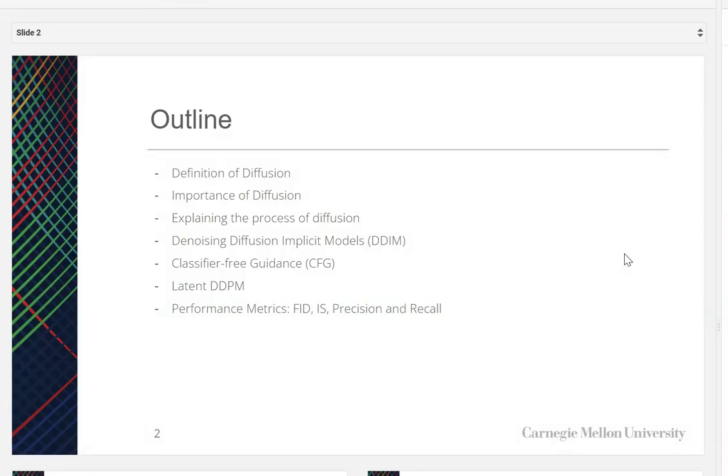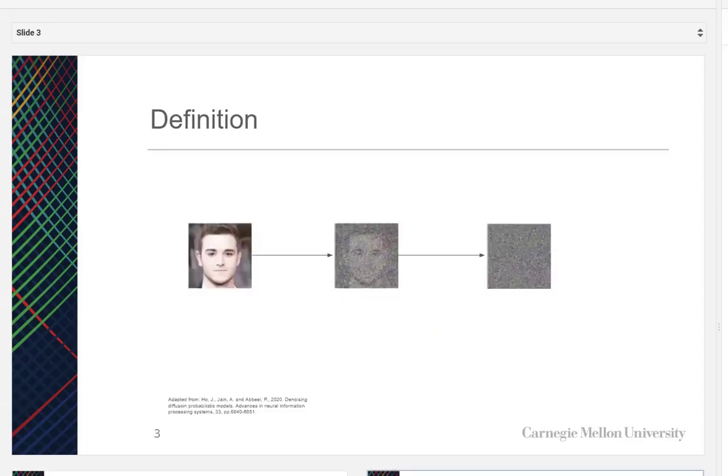IS, precision, and recall. So imagine that you had a pure image and you started adding noise gradually until you ended up with a random noisy image. What if you could do this process in reverse, starting from an image with random noise and removing the noise gradually until you end up with a pure image? This is the diffusion model.